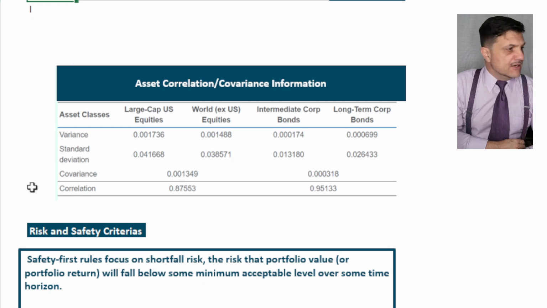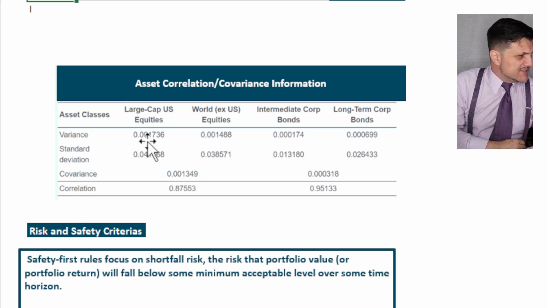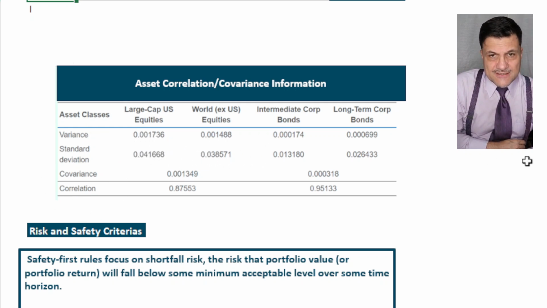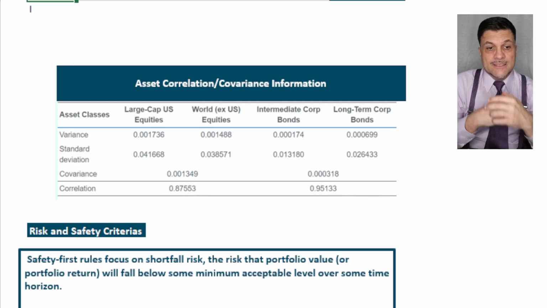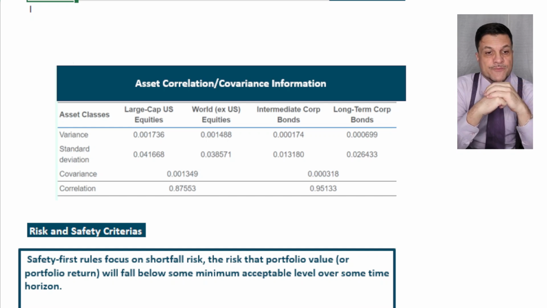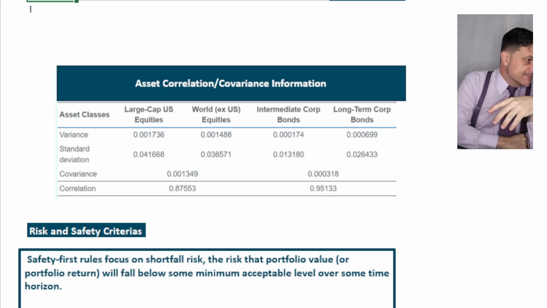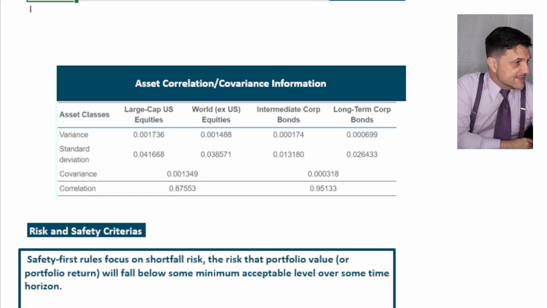Okay, not necessarily how I got this 0.001736 as the variance. What you need to understand is this: if the correlation here was empty, if you didn't have this 0.87553 or the 0.95133, would you be able to compute the correlation? That's more likely to be in a question in the exam. So that's why I put this there as an example.